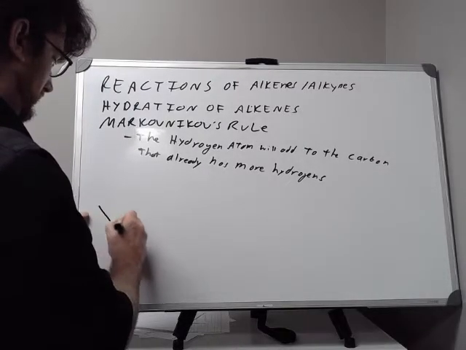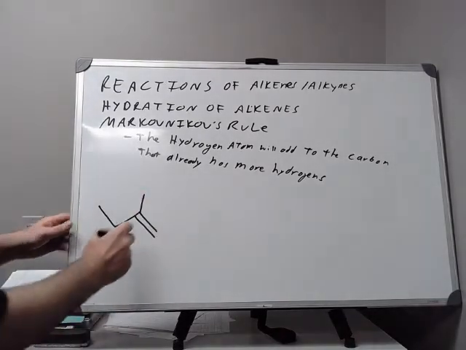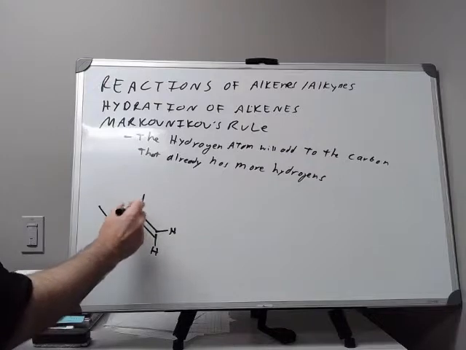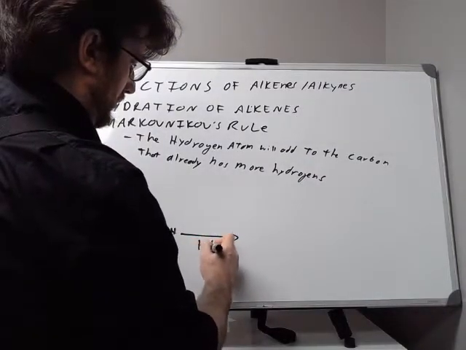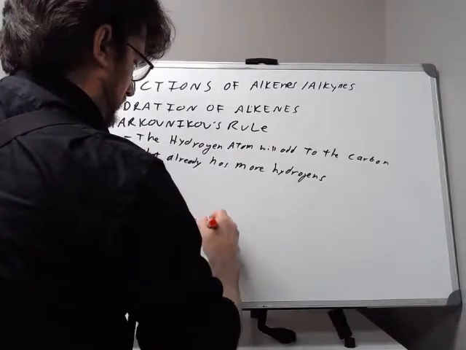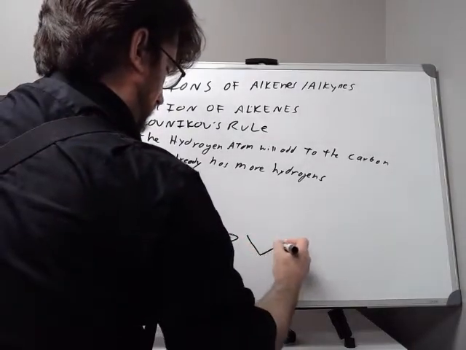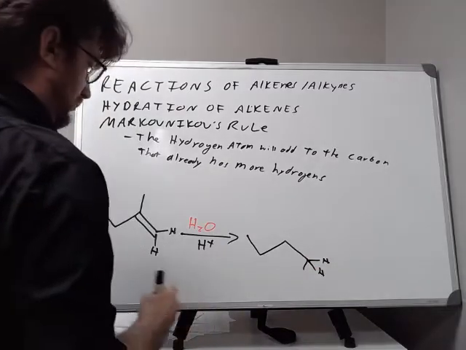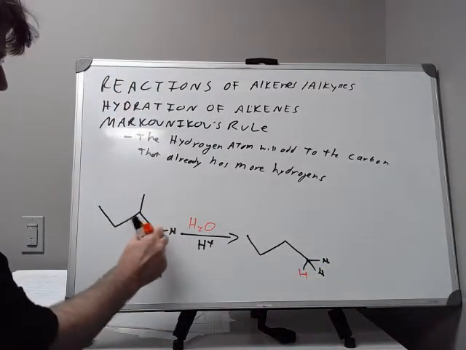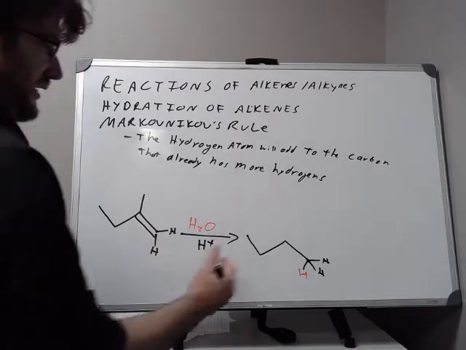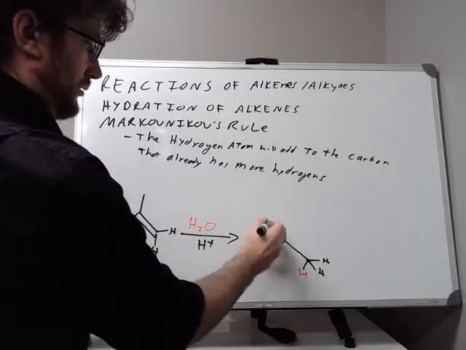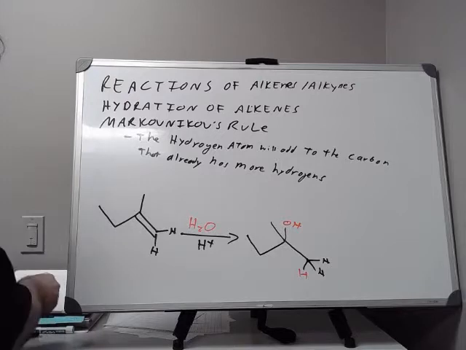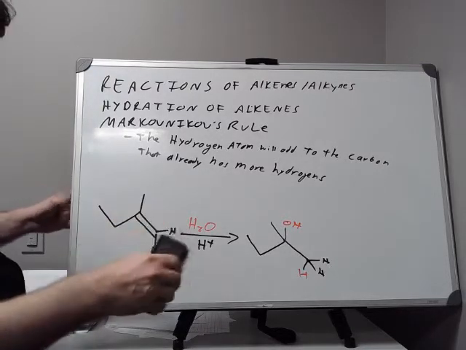So we'll look at this molecule. Now we have 2 hydrogen atoms attached to this carbon, 0 hydrogen atoms attached to this carbon on the double bond. And so that hydrogen from the water will add to this terminal carbon that has the 2 hydrogens attached. Our OH will add to the other carbon of the double bond. So this will be our major product. And I'll ignore the minor product because the minor product is really minor.